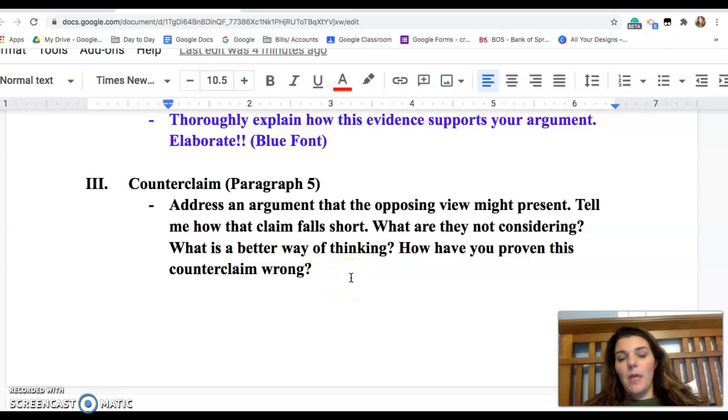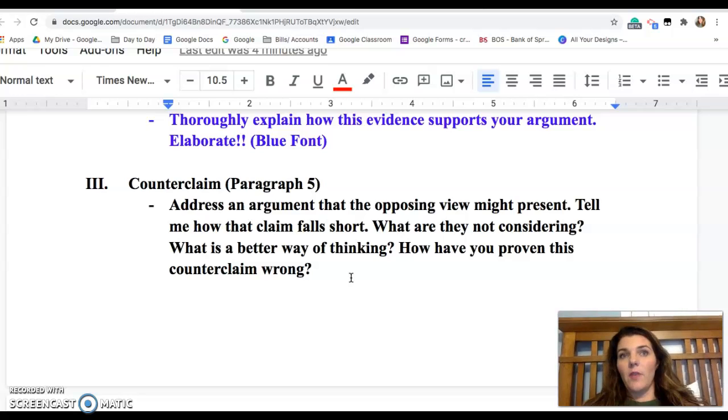So maybe one of the arguments that the other side has, if you're arguing that violent video games are bad for kids or harmful, is that there wasn't enough evidence. I know.